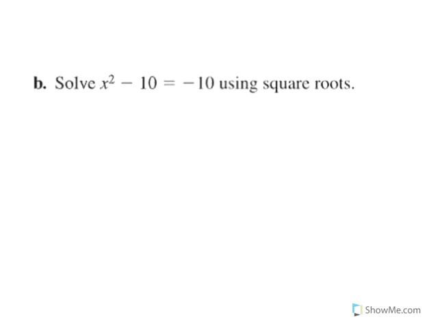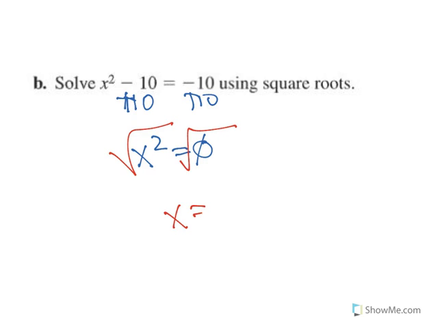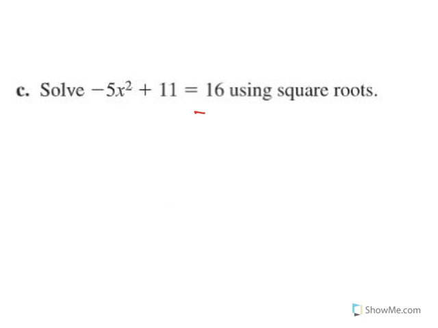So again, remember that we need to get this side to be 0, right? So we need to add 10 to both sides. Add 10, I can write. So that gives us x squared equals 0. Well, what's the square root of 0? Right? Because that would be the next step. We got x squared by itself, we take the square root. So x squared equals 0. In that case, you don't need a plus or minus because 0 is just 0. Let's try another one.